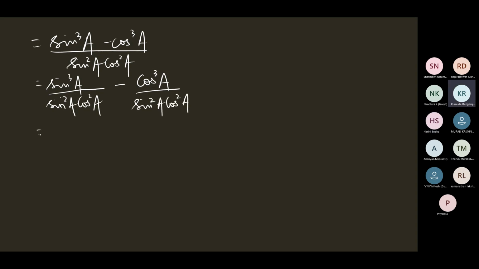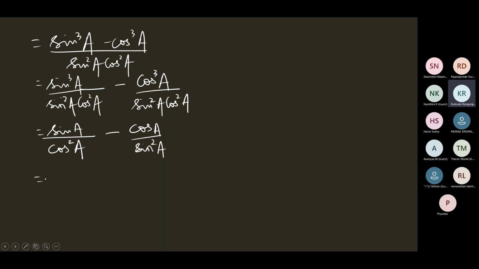Then what will happen? Cancel, ma'am. Correct. So what will remain in the numerator? Sin A by cos square A, minus cos A by sin square A. Very good.